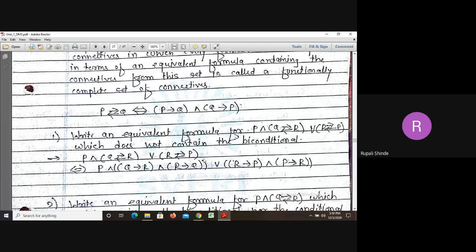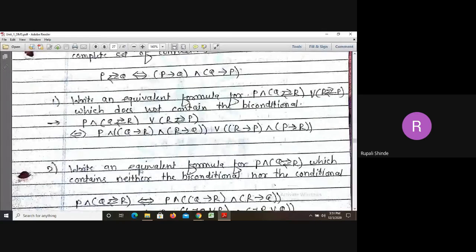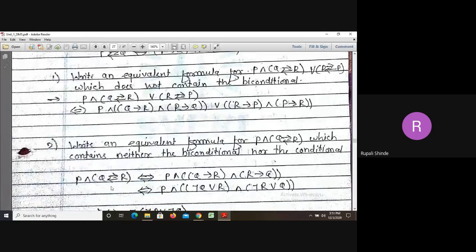Likewise, we can replace the second biconditional using its equivalent formula with conditionals, as R conditional P and P conditional R. Now check here, the formula we got does not contain any biconditional. So this is the correct form. Again, we can replace the conditional, and that is given in the next example.